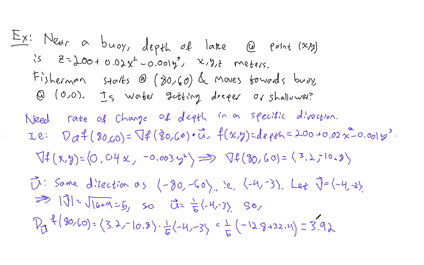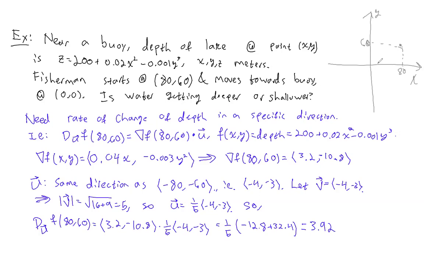So the question: why are both numbers in the original u vector negative? What we have to remember here is, let's see, what space haven't I used yet? If we're thinking about our workspace here, you've got your lake, you've got your x direction and your y direction, and the fisherman is starting out over here. I'm calling this 80 and this 60.